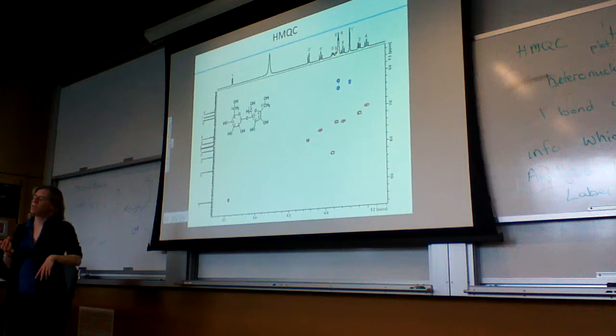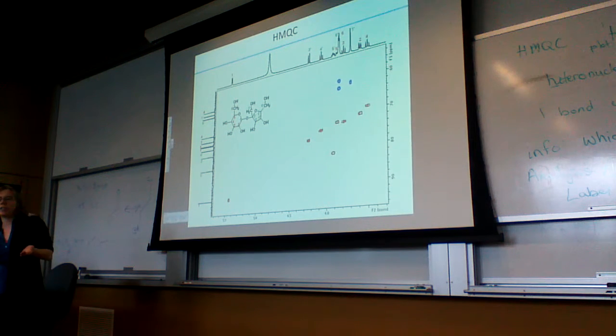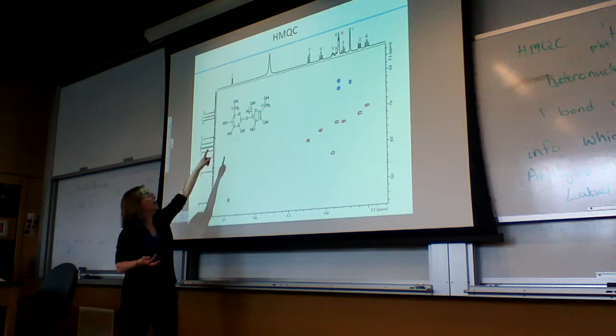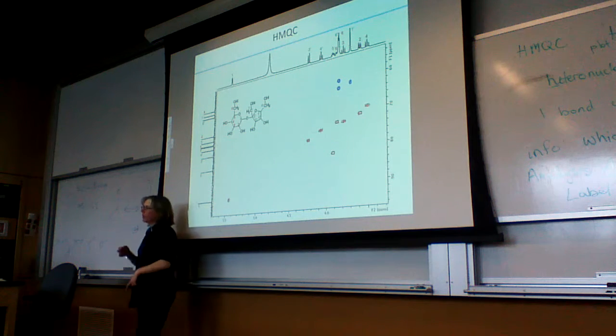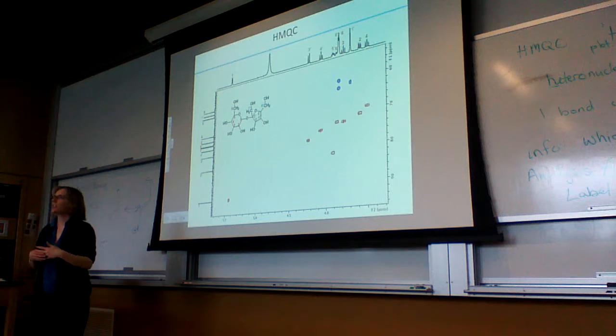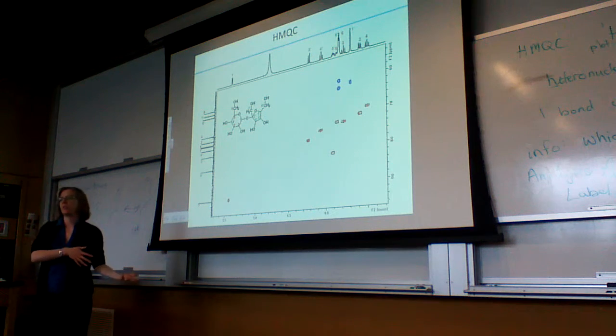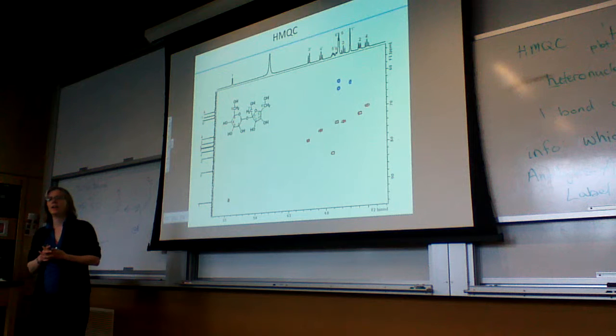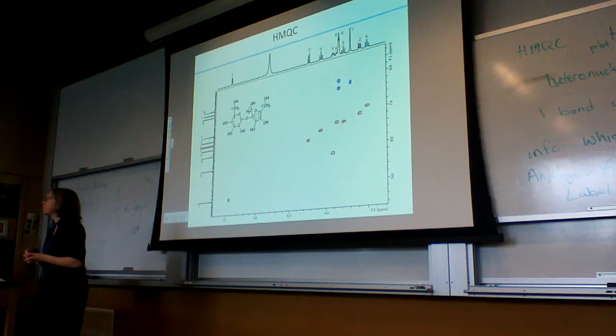So HMQC can give you similar information to what you would see in a DEPT. It tells you which ones are quaternary. It can also connect your proton and your carbon. And if you look at the integration of your proton, you can tell whether it's a CH2, a CH, or a CH3. So between DEPT and HMQC, you should be able to assign every single carbon in a given molecule.